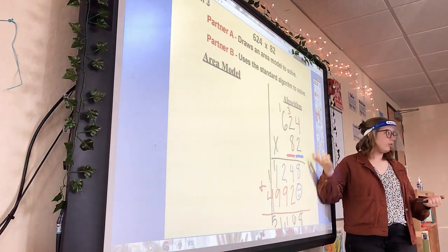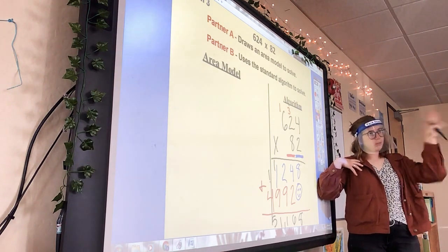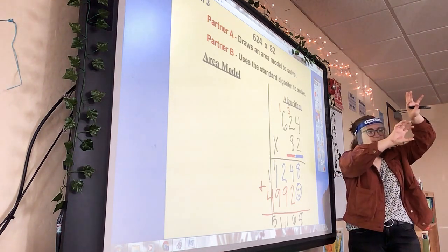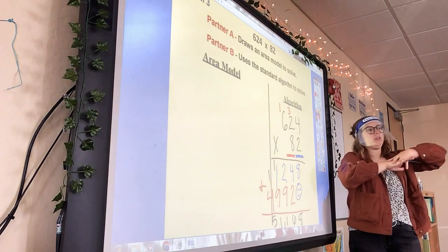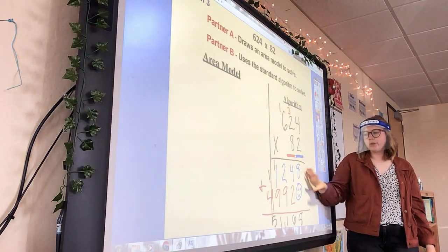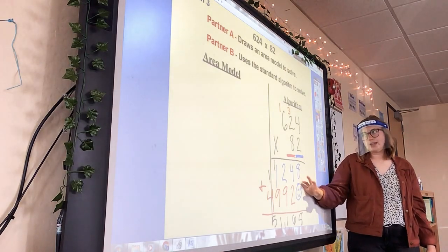Okay, use the area model to help you out with that. You do all the multiplying and you get your 2 partial products, and then to get the answer, you have to add it all together, right? So do not multiply here, you're gonna add here, okay?